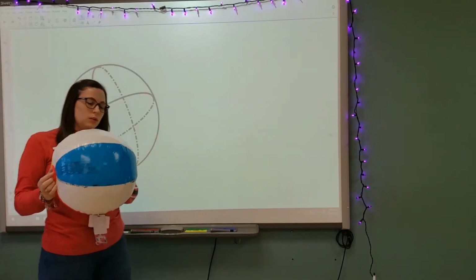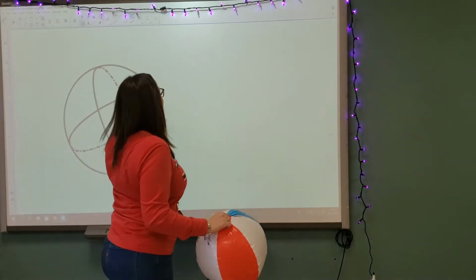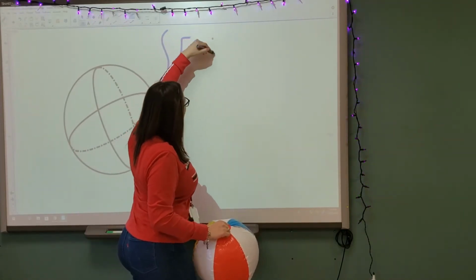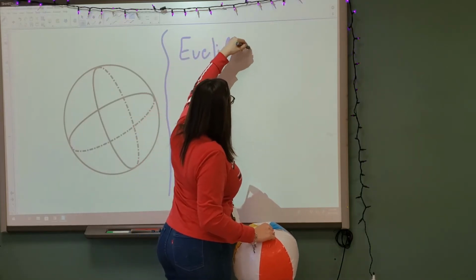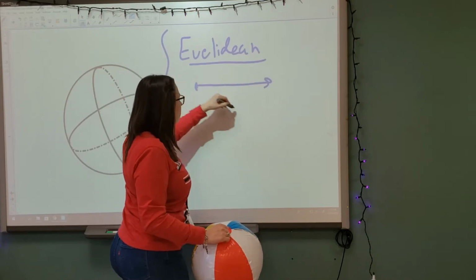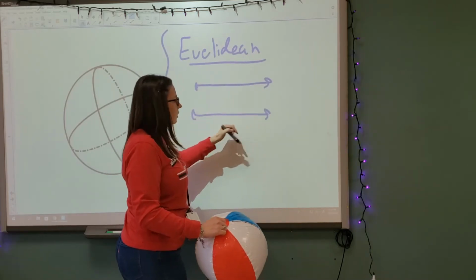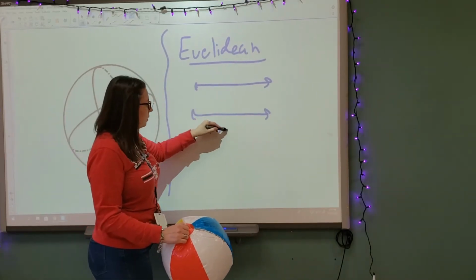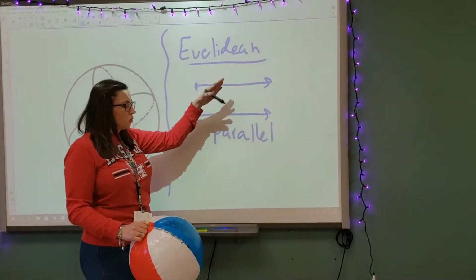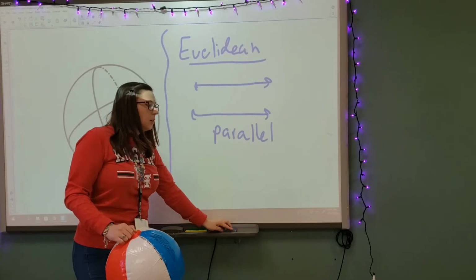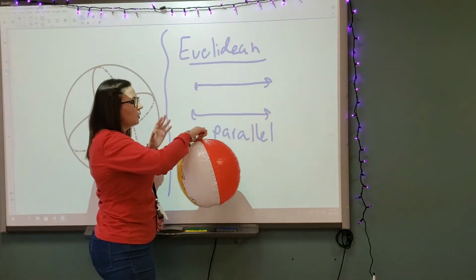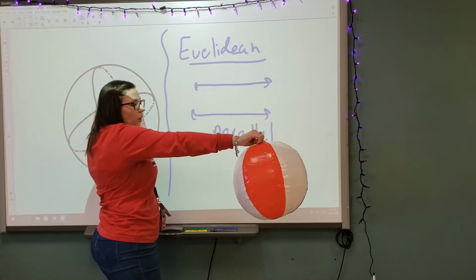The next thing we're going to talk about are parallel lines. In Euclidean geometry, parallel lines just look like this, right? They're parallel. They're never going to touch or cross, anything like that, because they have a flat surface. They can just keep on going, and they'll never ever end.